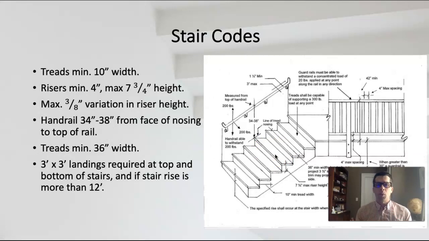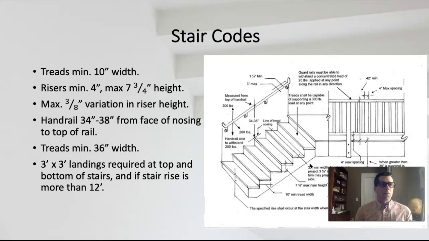You can't have any more than 3/8 variation in riser height. Okay, so let's say on my first step, I've got 7 inches. I could have a step that's 7 3/8 up at the top. It can't be from one step to the other, but I could have 7 inches down at the bottom and 7 3/8 up at the top, and that would be okay. If I had 7 and 7.5, that would not be compliant.